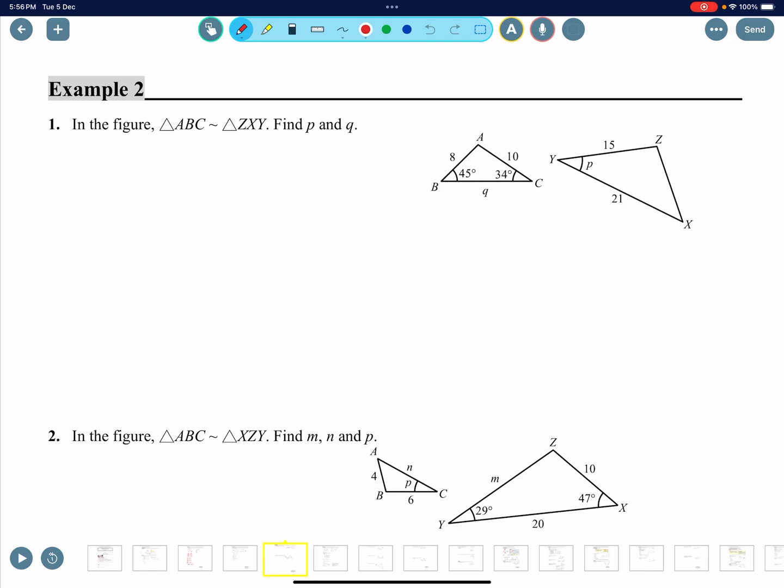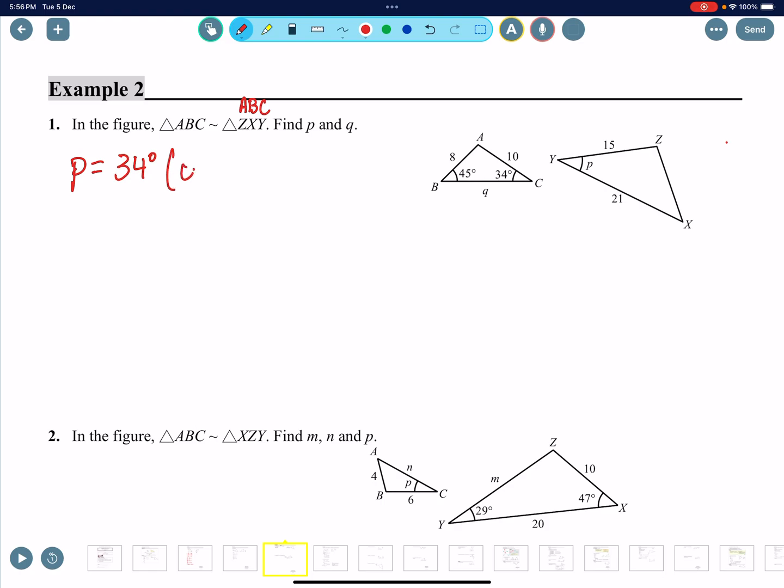Okay, let's handle P first. So usually I put ABC on top of the letters. P is with angle Y. Angle Y is matching with C. Angle C is 34. So for similar triangles, the angles are the same, but the lengths are not. The length only changes, and the angle's still the same.